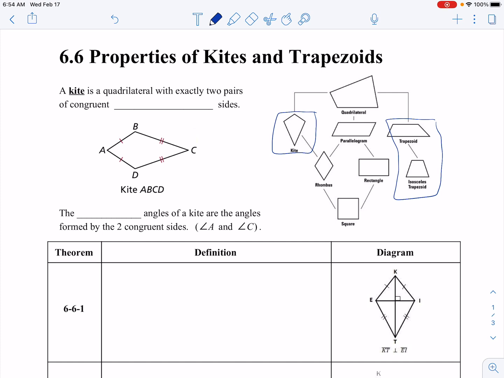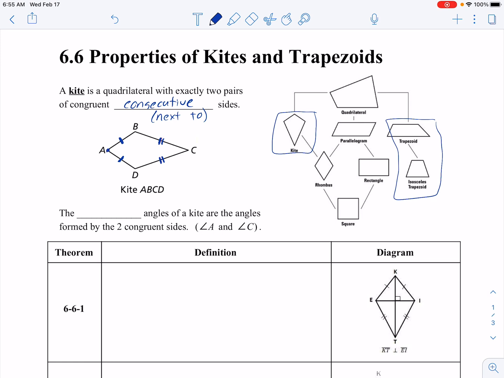A kite is a quadrilateral with exactly two pairs of congruent consecutive sides. And the word consecutive means right next to. So instead of opposite, consecutive means next to. And you can see right here, AB is congruent to AD, BC congruent to DC.